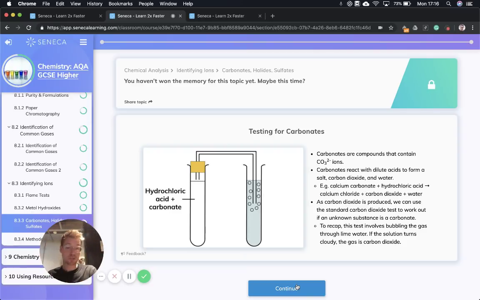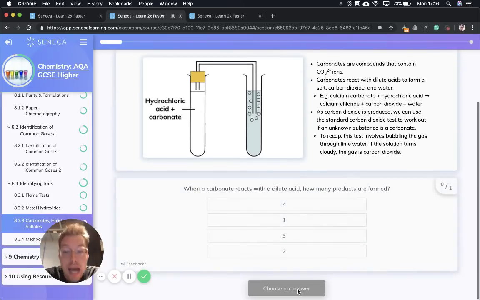Calcium carbonate plus hydrochloric acid goes to calcium chloride plus carbon dioxide plus water. As carbon dioxide is produced, we can use the standard carbon dioxide test to work out if an unknown substance is a carbonate. Do we remember that test? It is the lime water test. Bubble that gas through lime water and it's going to go from clear to cloudy.